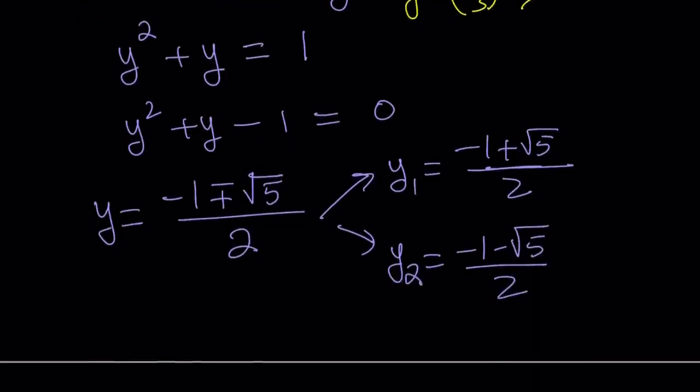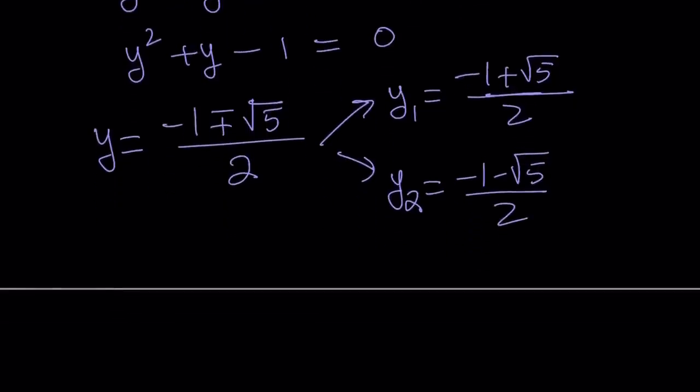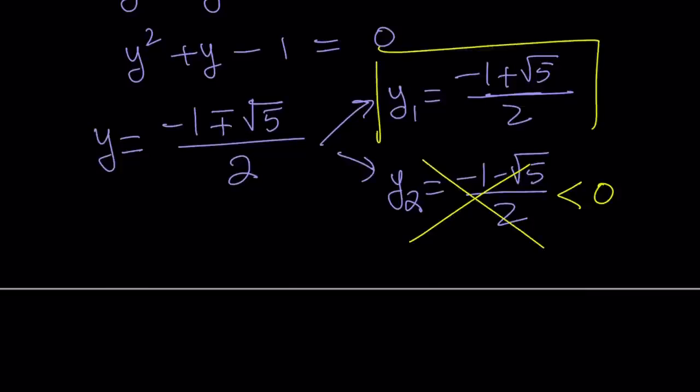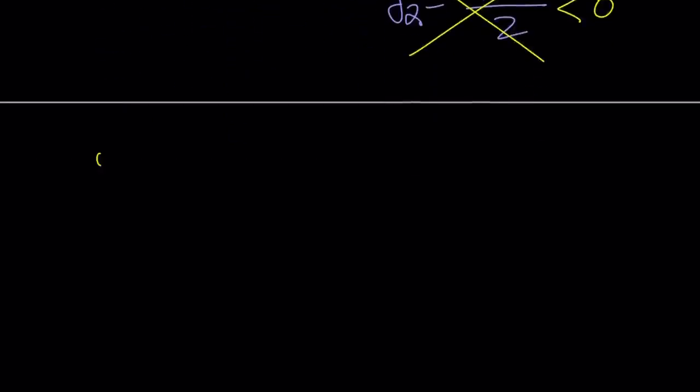Why am I saying that? Because negative 1 minus root 5 over 2 is less than 0. Obviously, right? Because you're subtracting a positive number from a negative number. It's getting even smaller. So y2 is not acceptable. So we're going to go with y sub 1. And is that okay? Yes, because it's positive. How do I know that? Square root of 5 is greater than 1. So we're going to use y equals negative 1 plus square root of 5 over 2.